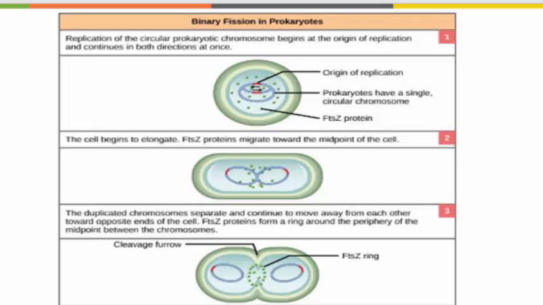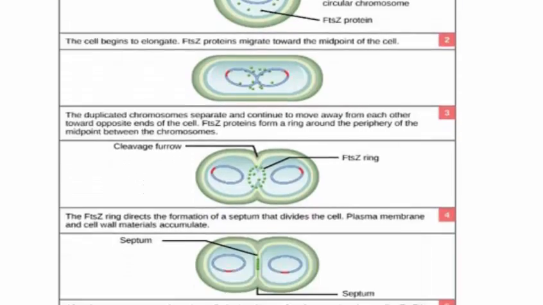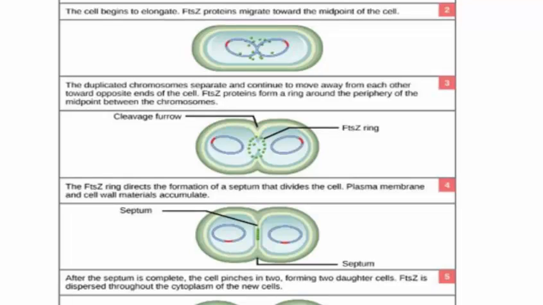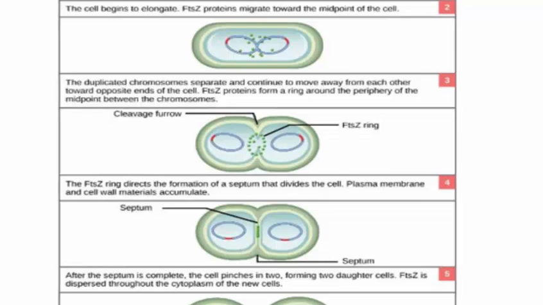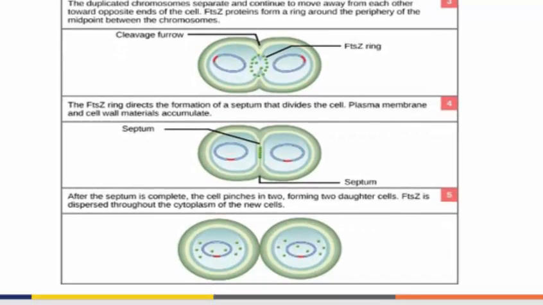In step 2, the cell begins to elongate and something called FtsZ proteins migrate towards the midpoint of the cell. In step 3, the duplicated chromosomes separate and continue to move away from one another towards the opposite ends of the cell. Those FtsZ proteins I just mentioned form a circular ring around the periphery of the midpoint between those 2 individual chromosomes. In step 5, the ring directs the formation of something called a septum that divides the cell.